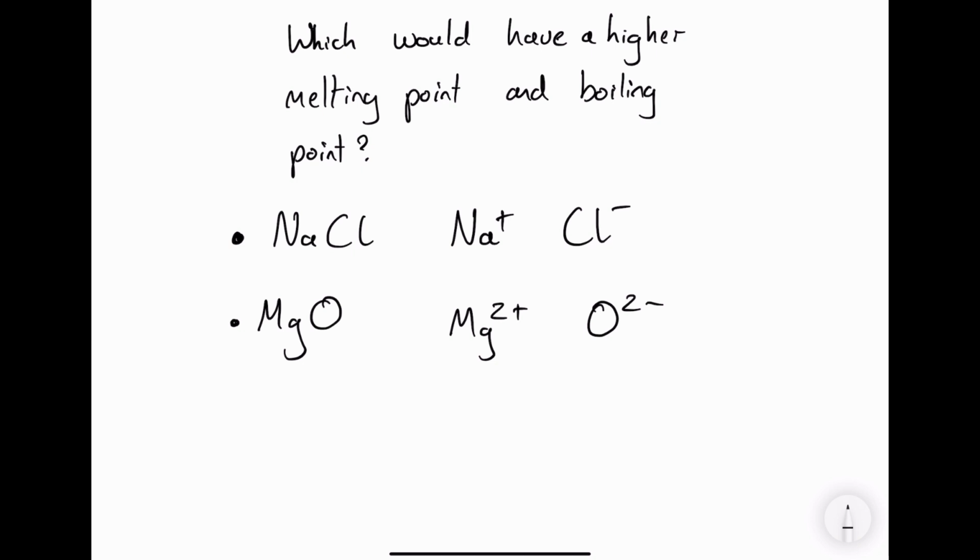The melting point of sodium chloride is 801 degrees Celsius. The melting point of magnesium oxide is 2852 degrees Celsius.